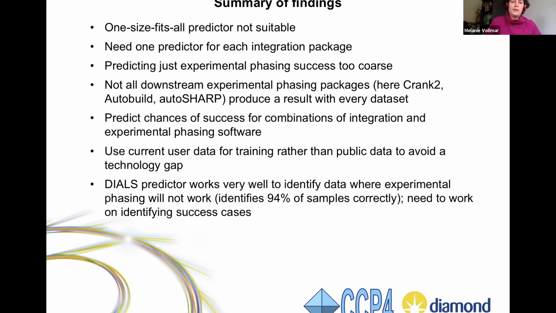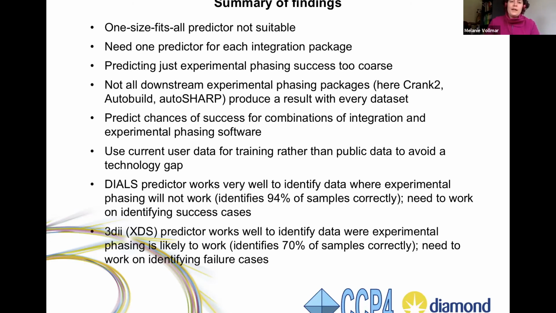And so far I found that the predictions for the DIALS software are focusing on the negative cases. So I would say that the predictions are too pessimistic. I'm thinking too far into the negative direction. And for the XDS integrated data, the predictions are too positive. So I'm missing all of my negative cases. But at least I'm moving in the right direction, a step forward.